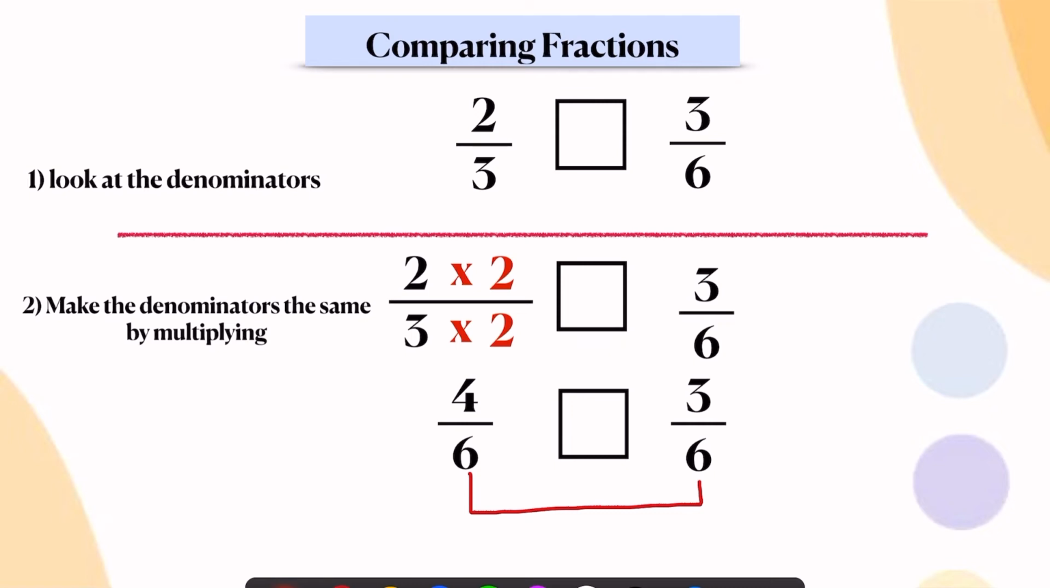Can you tell me, is 4 over 6 less than or greater than 3 over 6? Of course, greater than, right? So for this question, you can answer 2 over 3 is greater than 3 over 6. Okay, so let's try again.